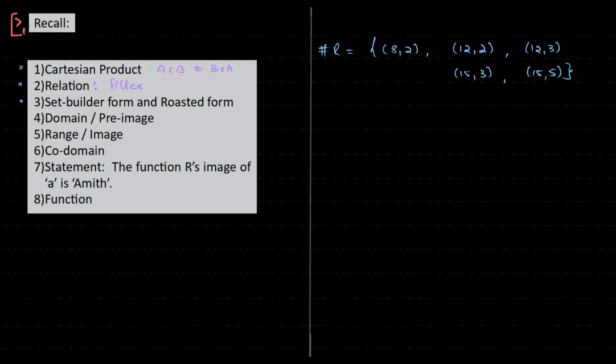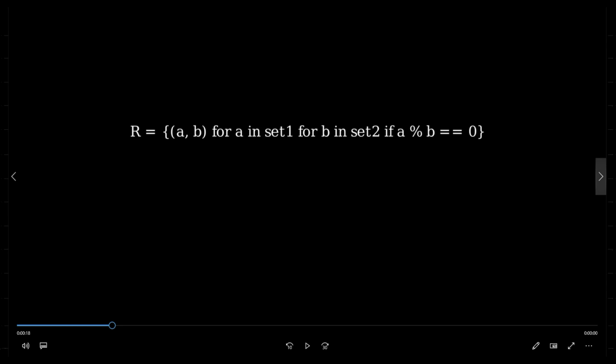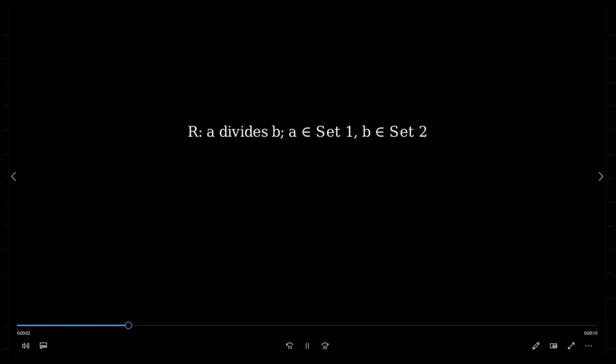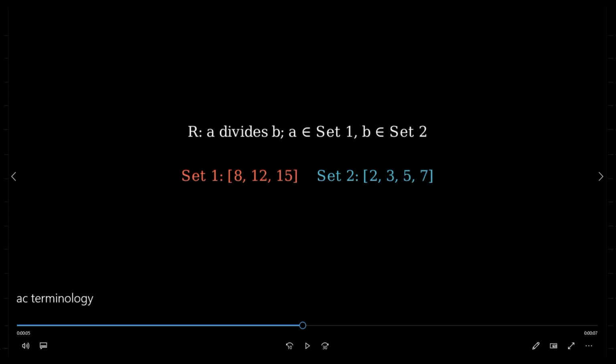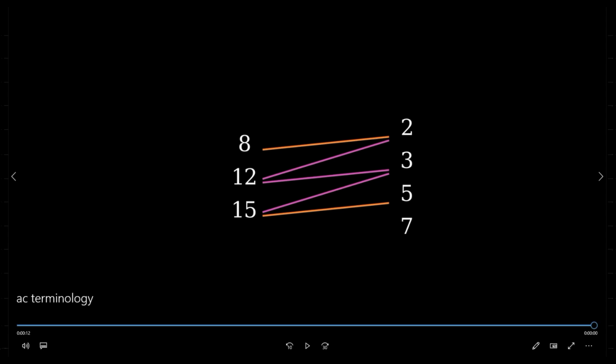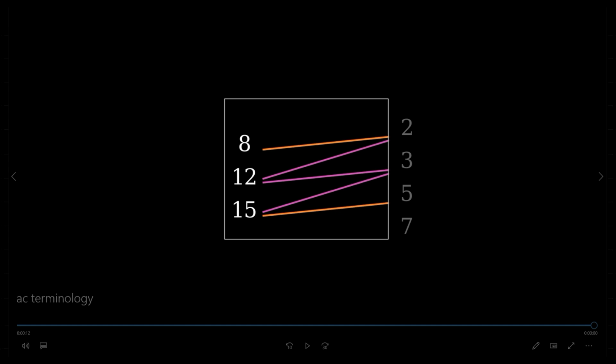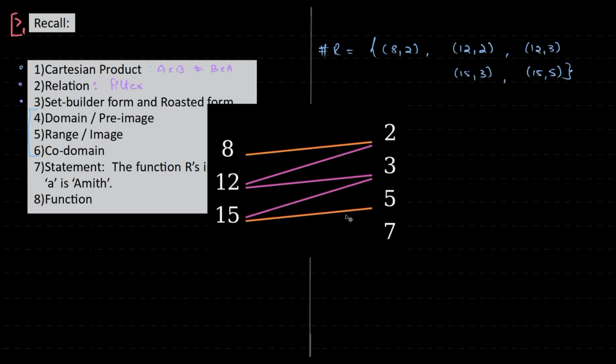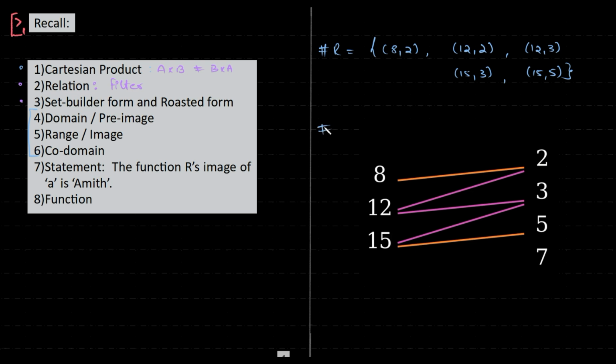Now domain and range, or pre-image or image, and codomain. These three sets of terminologies too have to be familiar. For that I'm going to use the same definition. A is divisible by B. I've written it in a different form. The input set and the output set are the same. So we have 8, 12 and 15, 2, 3, 5 and 7, the same set of elements. Just that I'm going to represent it in a different manner so that it's easy to discuss.